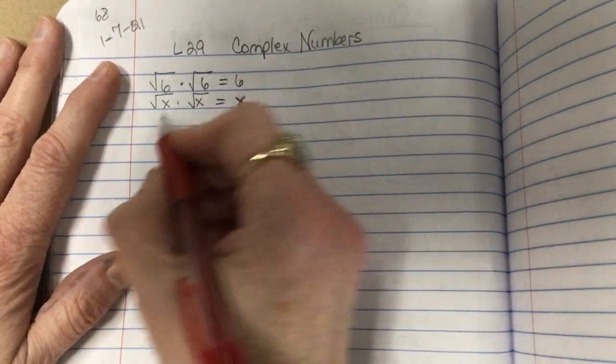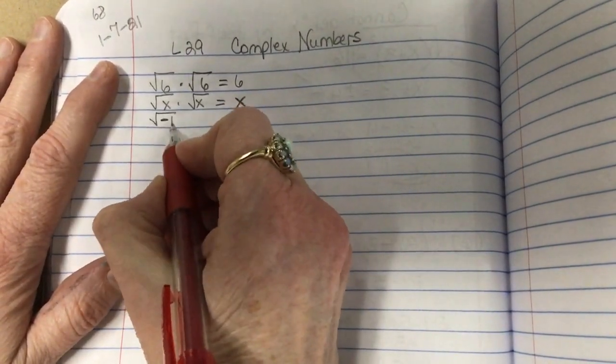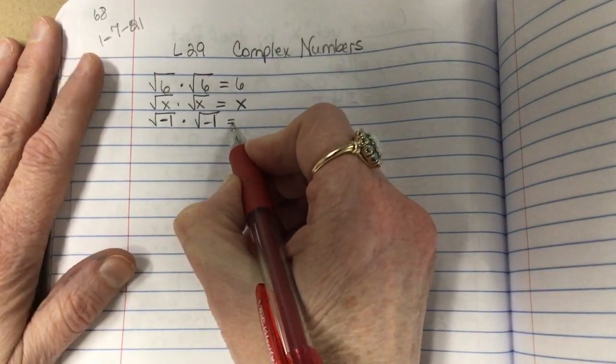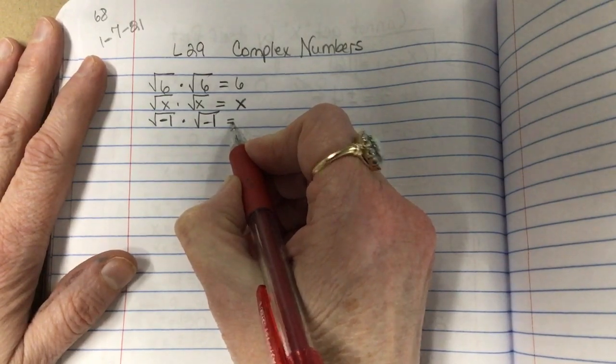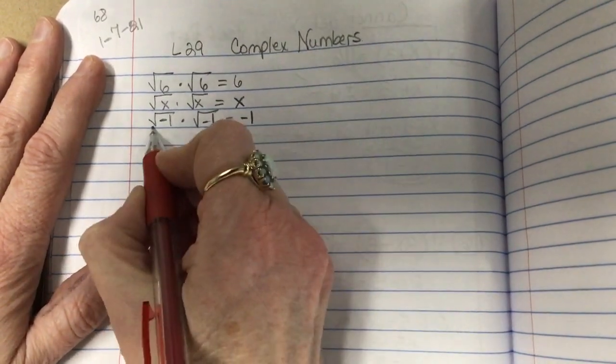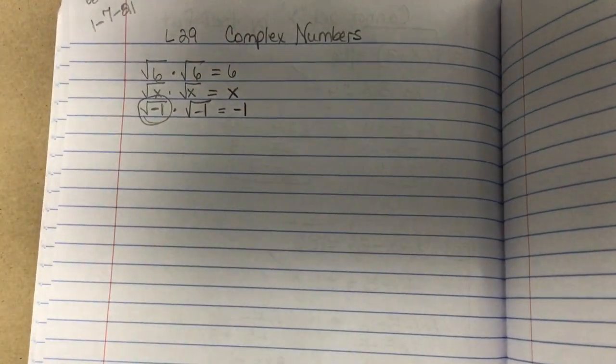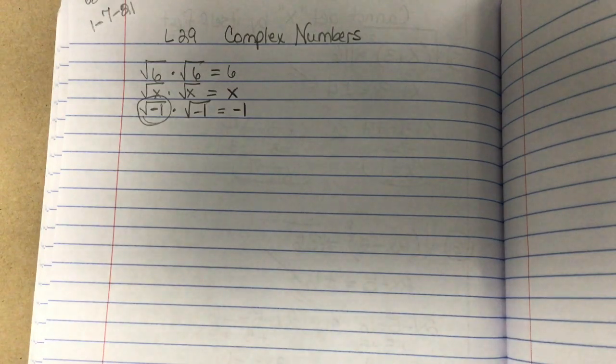So now take the square root of -1 times the square root of -1. If you follow the pattern, the answer should be -1. But here's the problem. We've never defined, and you've not seen, what a square root of a negative number is. Again, your calculator tells you it's not a real number. So let me get a piece of scratch paper and show you what I'm talking about.